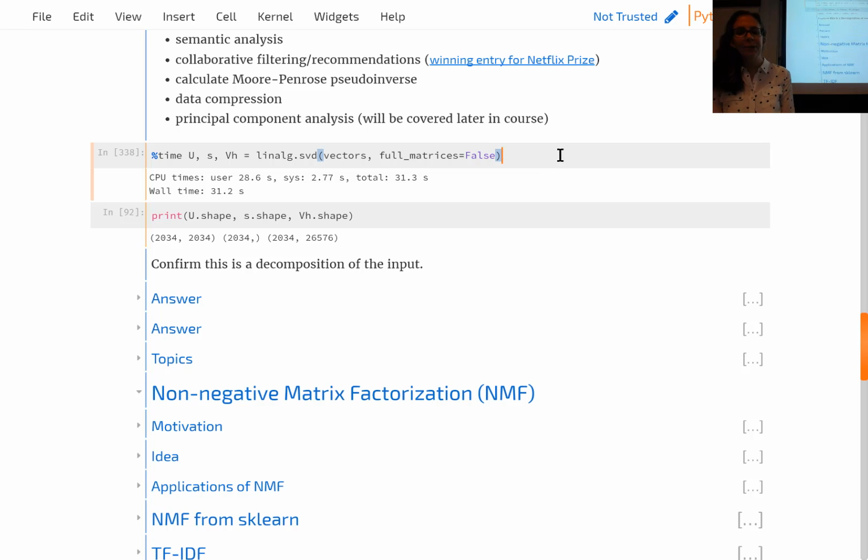So now I wanted to ask you, we're using SciPy's linalg SVD. We get U, S, and VH back. Just take a moment to confirm that this is the decomposition of the input. It's always good to check that you're getting what you think. So this should be something that you type in.